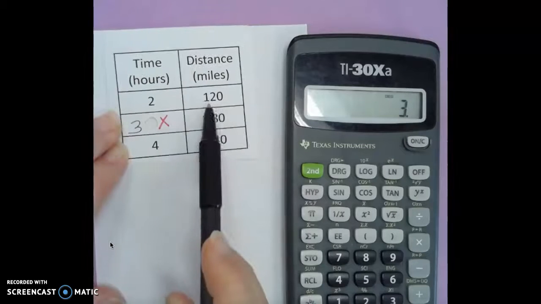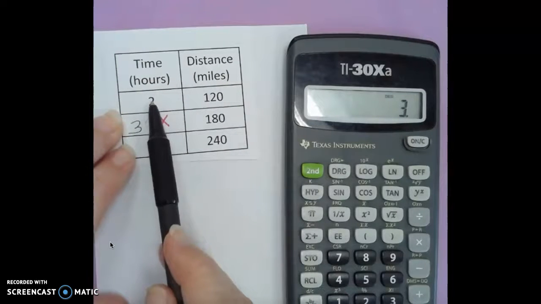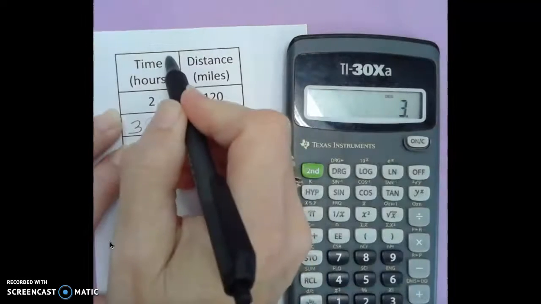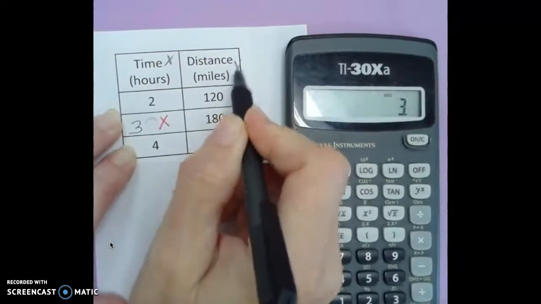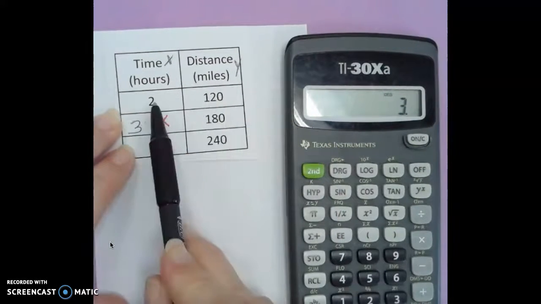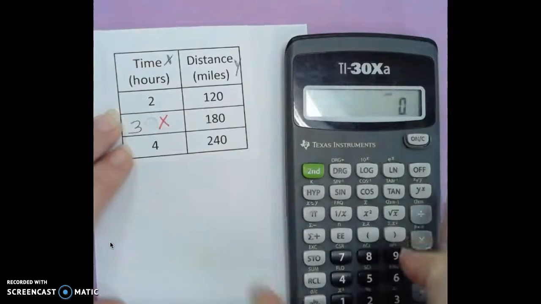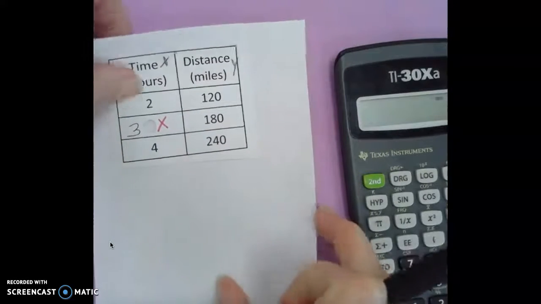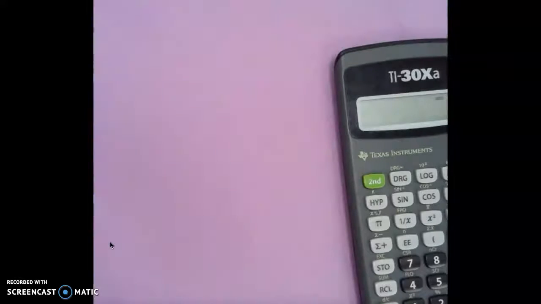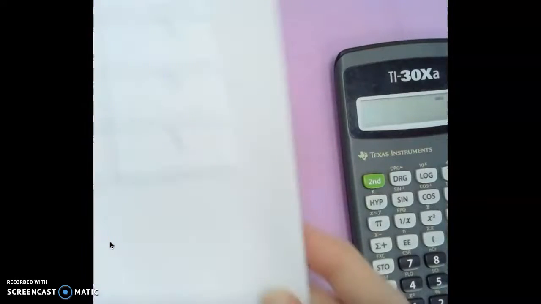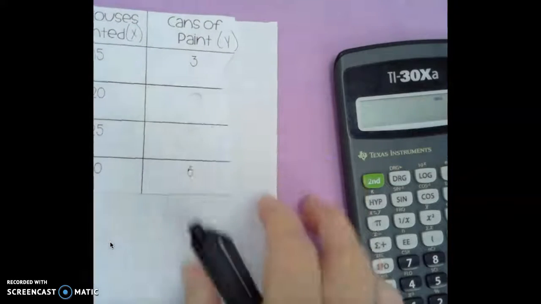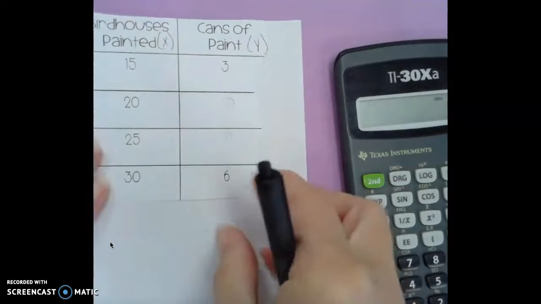Now, if you wanted to go back and do what we did yesterday for constant of proportionality, again, this is x and this is y. You would do 120 divided by 2. You could do it that way to find your constant of proportionality. But we're not going to focus on constant of proportionality anymore, to keep the video a little shorter, because yesterday was really long.